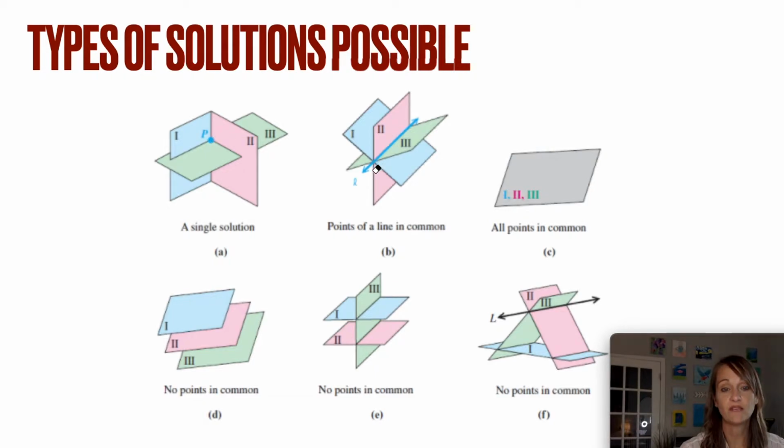There's another way for planes to intersect, in a straight line. They have points of a line in common. You could have all 3 planes being the same. They could all be parallel, or only 2 will intersect each other at a time. But for the reference of today, we'll be discussing a single solution.